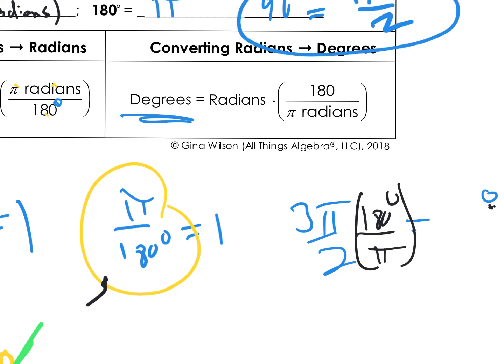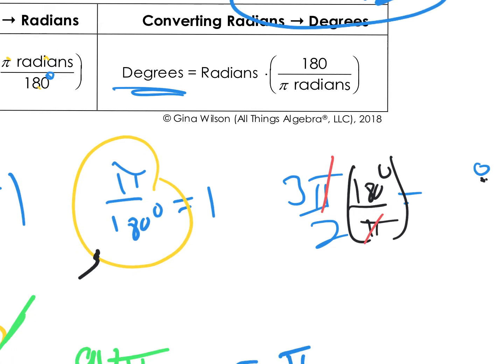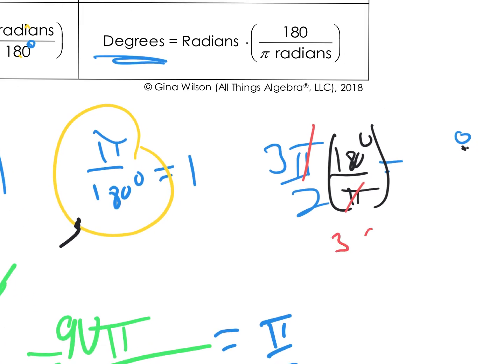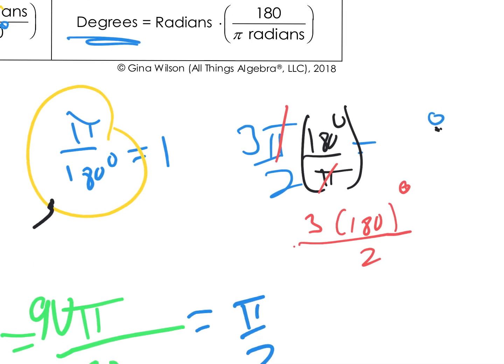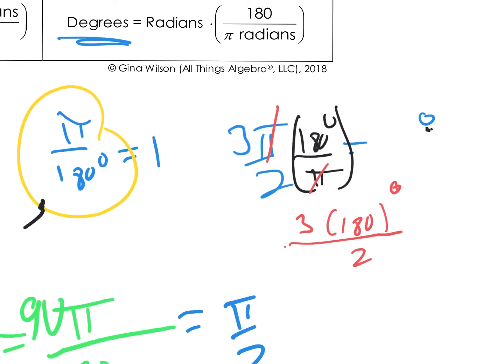You got lucky in this case. The pi's cancel. So I'm left with 3 times 180 over 2 degrees. So what is 3 times 180 over 2? 180 divided by 2 is 90, times 3 is 270. 270 degrees.